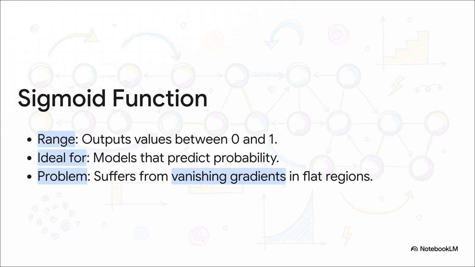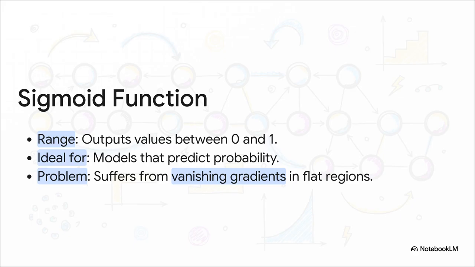But sigmoid has a pretty major flaw. See how the S-curve gets really flat at the top and the bottom? In those flat zones, the gradient, which is basically the signal the network uses to learn, gets incredibly tiny, almost zero. Now imagine you have a really deep network. As that tiny signal gets passed from layer to layer, it just gets smaller and smaller until it disappears completely. The learning just stops.